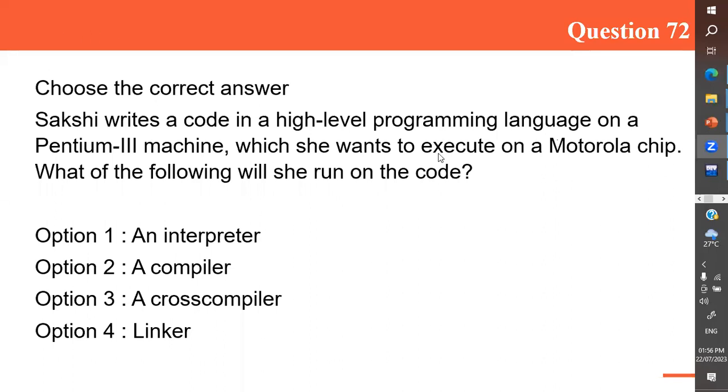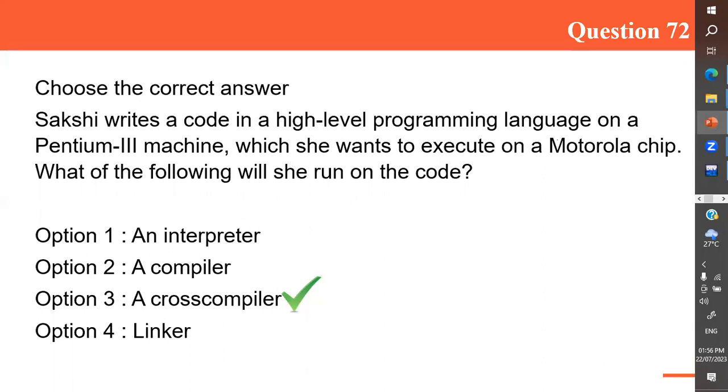Next, see this one, everyone. Sakshi writes code in a high-level language on a Pentium 3 machine, which she wants to execute on a Motorola chip. What will she use to run the code? So one processor is there, another processor is there. She wants to compile on another system. Is it possible generally? No. How do we do it? We do it through cross compilers. Remember this, it's a theoretical question. We run a program on another system through cross compilers, if we have any. In recent times we do not have cross compilers, but earlier we used to have them.